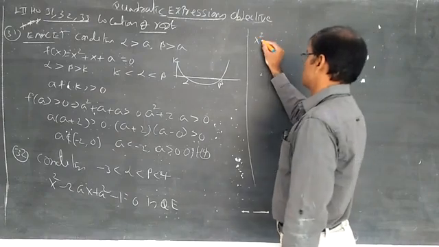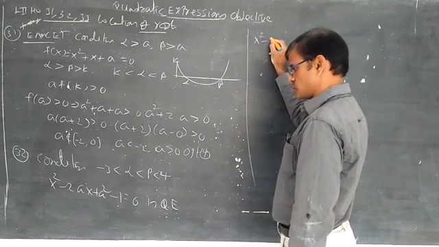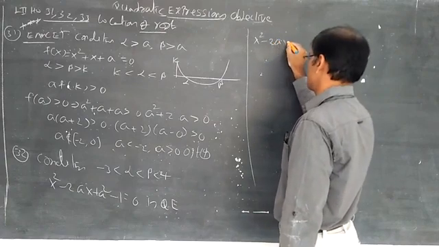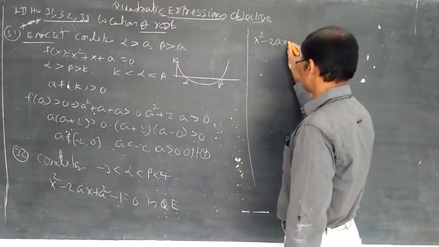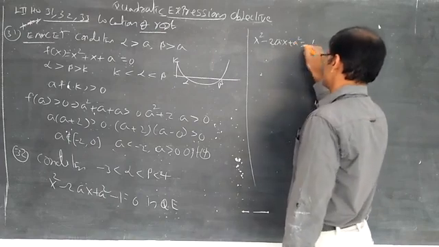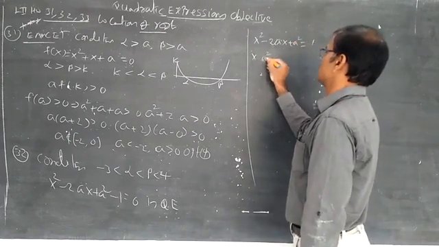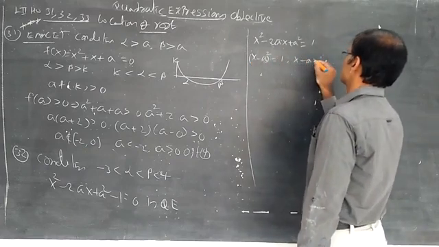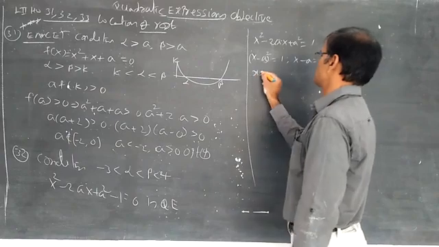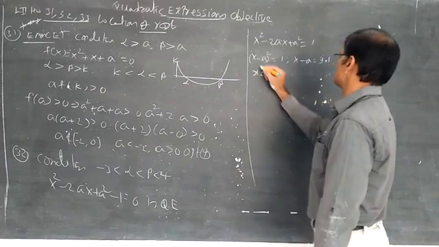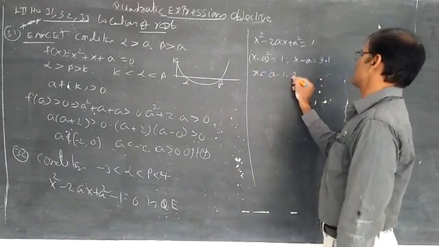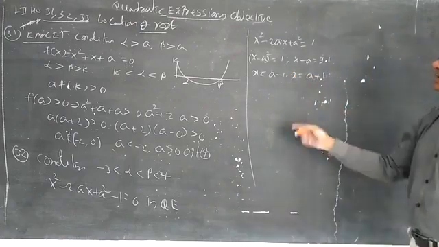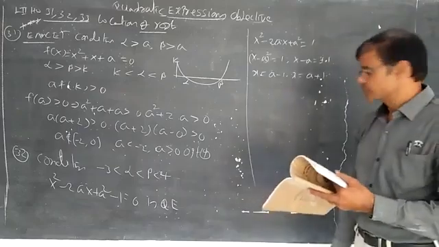Now we can say x square minus 2ax plus a square equal to 1, and write it. So x minus a whole square equal to 1. X minus a equal to plus or minus 1. X is equal to a minus 1 comma x is equal to a plus 1. Yeah, a minus 1 comma a plus 1.